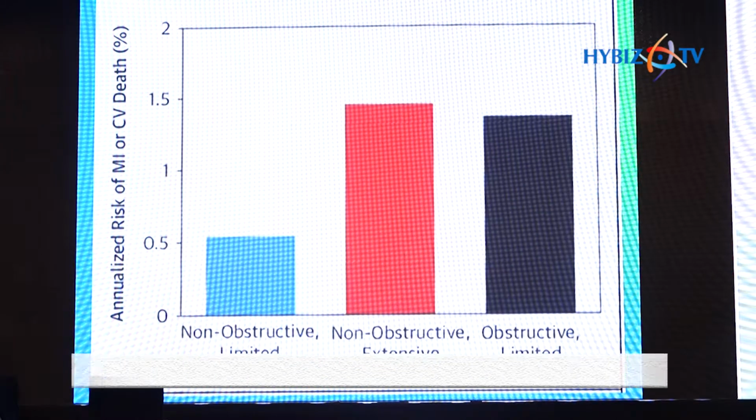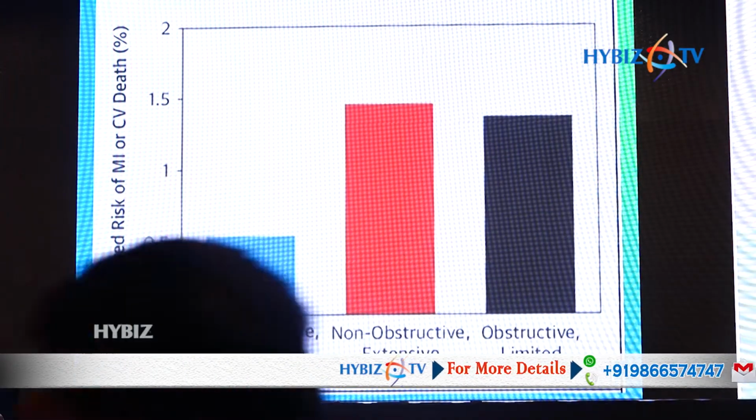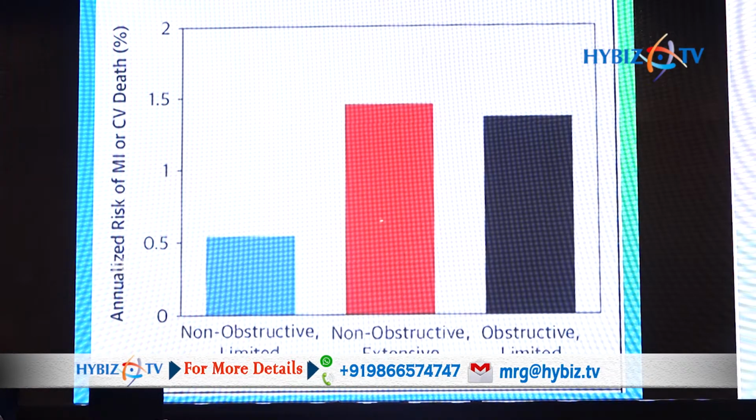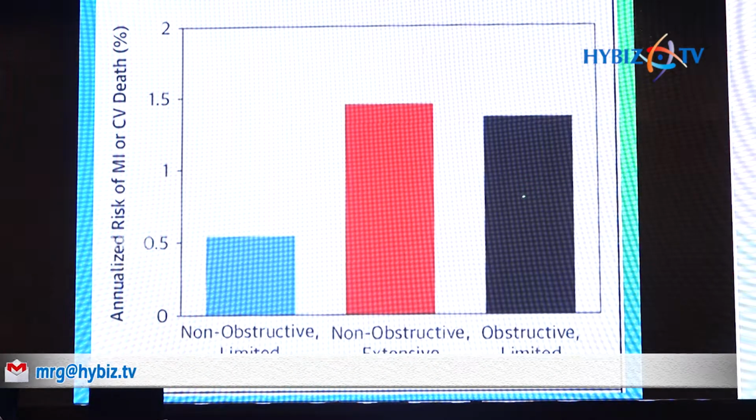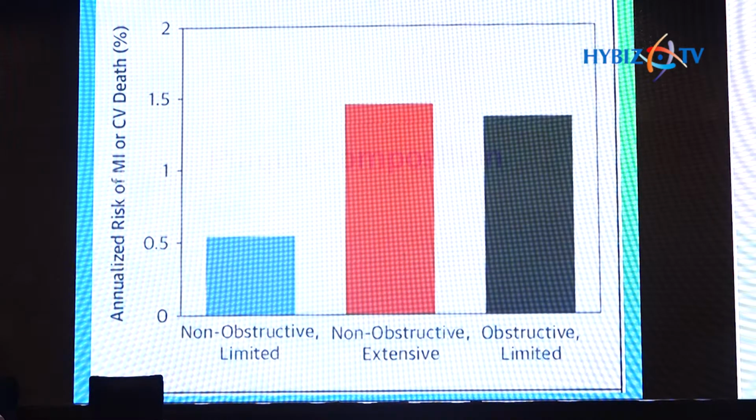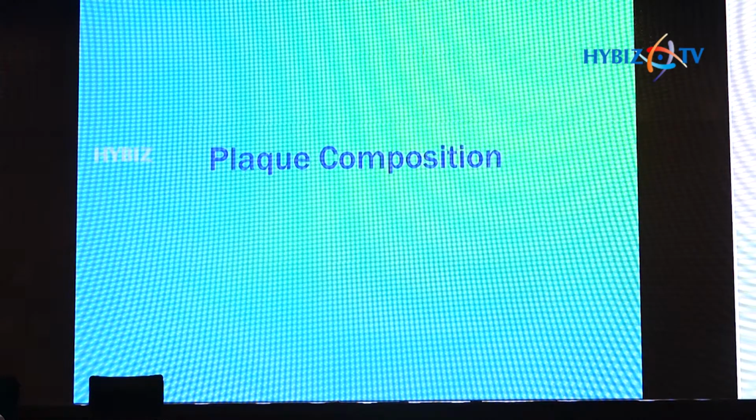And this is a very nice slide which shows that if you have non-obstructive plaque in a limited location, the outcomes are good. The chance of having an ACS is less. However, whether you have a significant stenosis limited or a non-significant stenosis multiple, the outcomes are similar, showing that plaque burden is as important as stenosis.